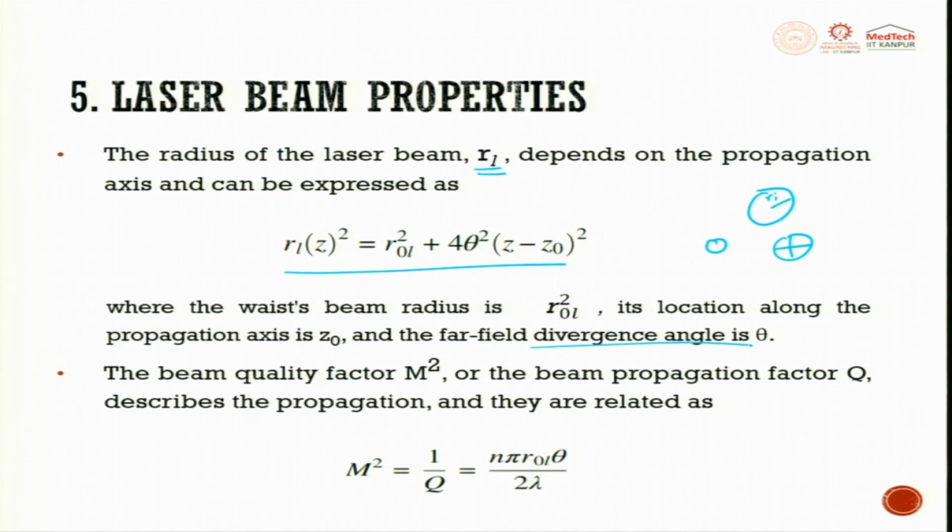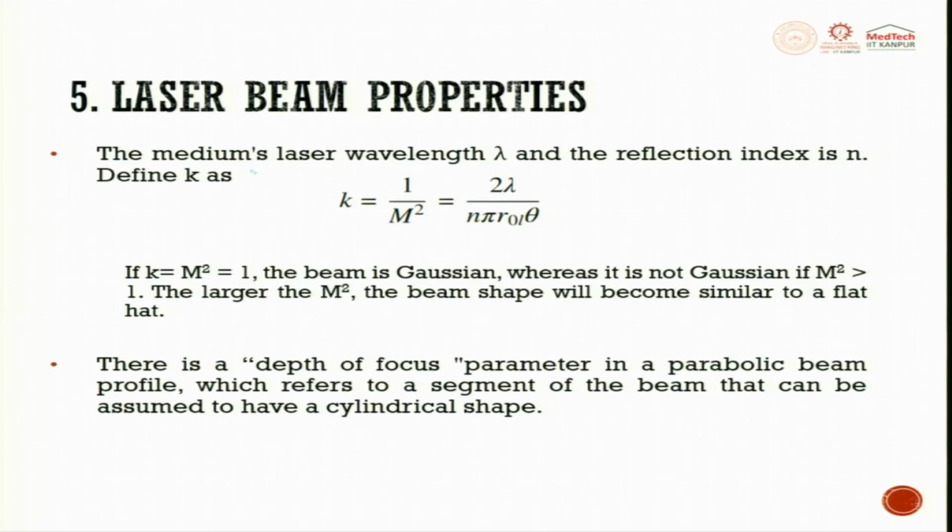Z minus Z0 is the propagation axis, along the Z direction. Okay. The beam quality, which I kept on repeating, M squared, can be written as 1 by q, and this will be written like this. So, the medium laser wavelength lambda and the refractive index n can be defined as a parameter called k. So, k is equal to 1 by M squared, which is this.